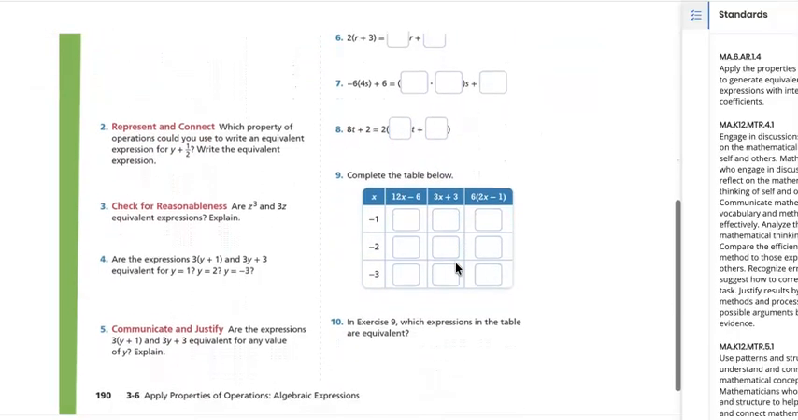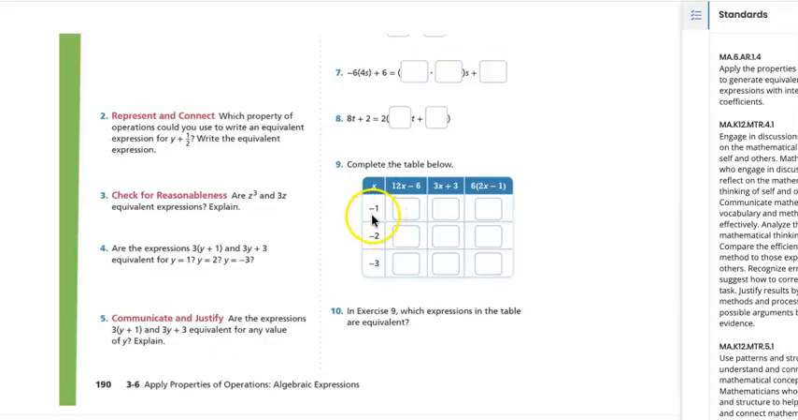Okay, and then they want you to complete the table. Plug in -1 where you see x, solve it. Plug in -1, solve it. Plug in -1, solve it. And then you're doing the same thing with -2 and -3. Wherever you see an x, plug in the number here, put your answer here. -3, plug it in here, put it here. So you're using -1, -2, and -3 into each one of these problems.